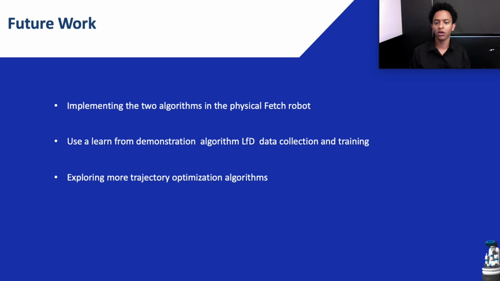This project opens the door to potential advancement in the motion planning for the Fetch robot, which will start by first implementing CHOMP and STOMP on the physical Fetch robot. We can also implement learning from demonstration algorithms to collect data and train the robot to complete more complex tasks. In addition, we can explore more trajectory planning algorithms that can potentially give more optimum trajectories or solutions.